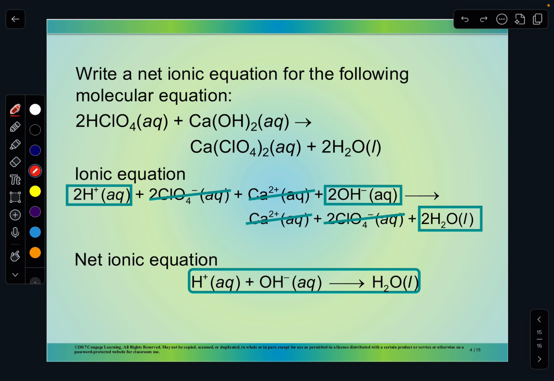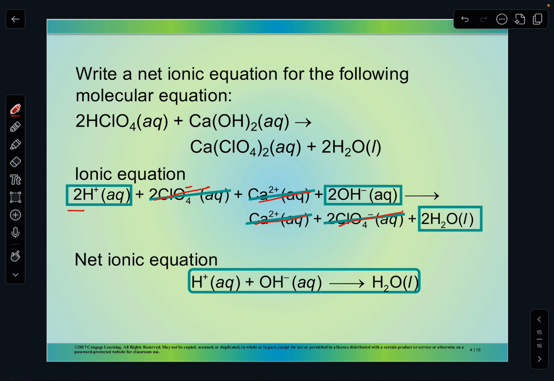So HClO4, this is going to be perchloric acid. You get out 2 H pluses. ClO4, we're going to cancel those out. We have 2 of those, we'll cancel them out. Ca2 plus, we'll cancel those out as well. We're just left with 2 H plus and 2 OH minus going to 2 H2O.